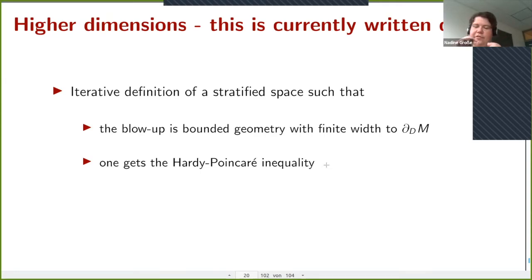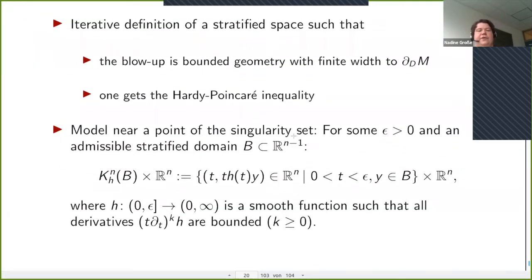to have the right model geometry in the neighborhood of a point at the singular set. And so the right model near a point of the singular set is something like: you have some epsilon that more or less describes the neighborhood, and you have an admissible stratified domain, at least one dimension lower. Admissible meant that you got this by such an iterative process starting from a point in zero dimension. And then near this point in the singular set, if you come from an edge, you could have still directions in R. So that's the R^n part.